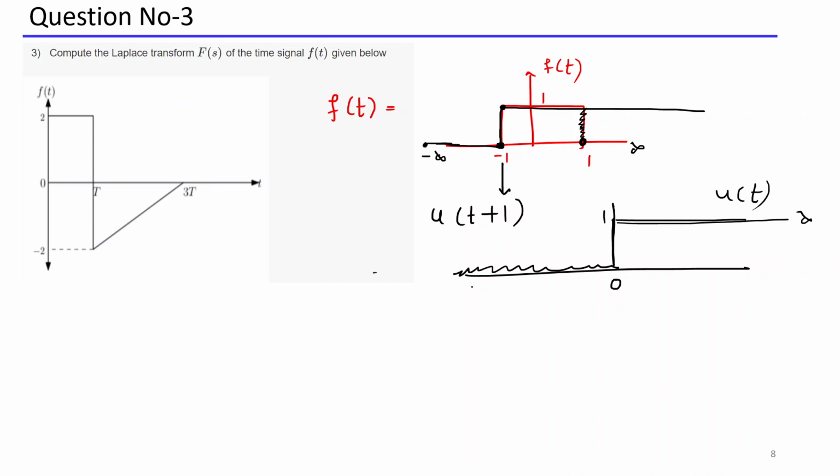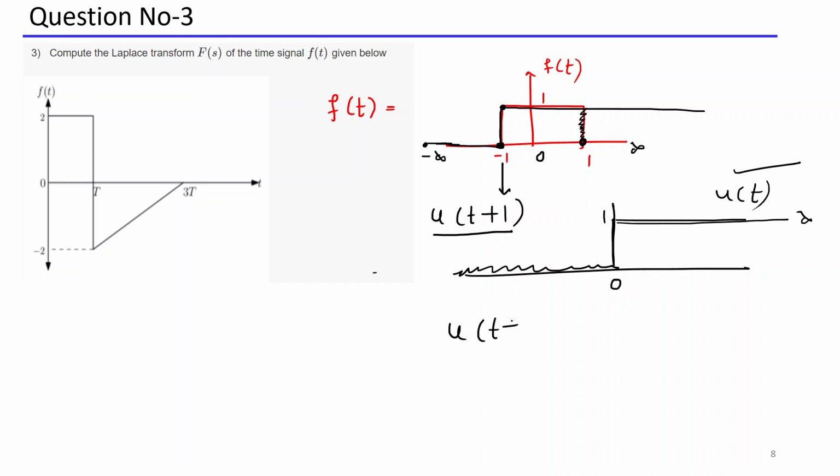This part I'm writing. If your height is increased at the 0 point, then it will be u of t. But here your height is increased at the minus 1 value, sir. You are leading 0 by 1. So that's why u of t plus 1, right, sir? Okay, then we have to subtract one from another. Yeah, you just have to subtract.